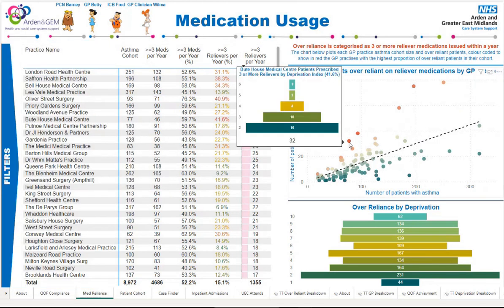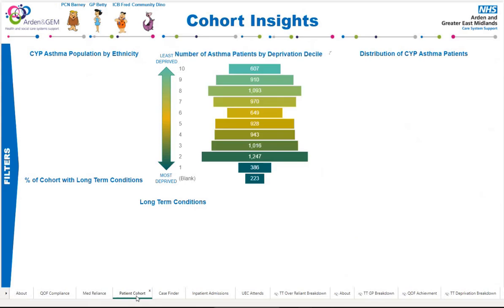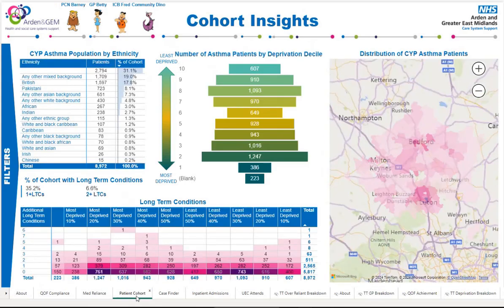But over here, this one's got the highest Butte House Medical. So it starts to get interesting now because we can work out where we can find these patients and make the interventions. So this is telling us about our patients.